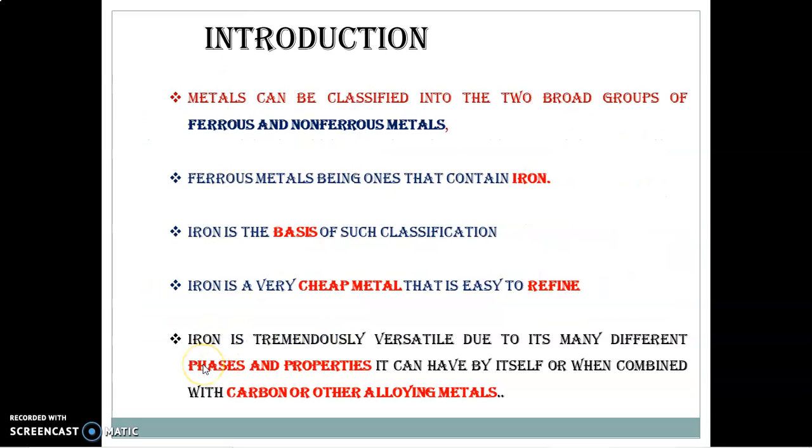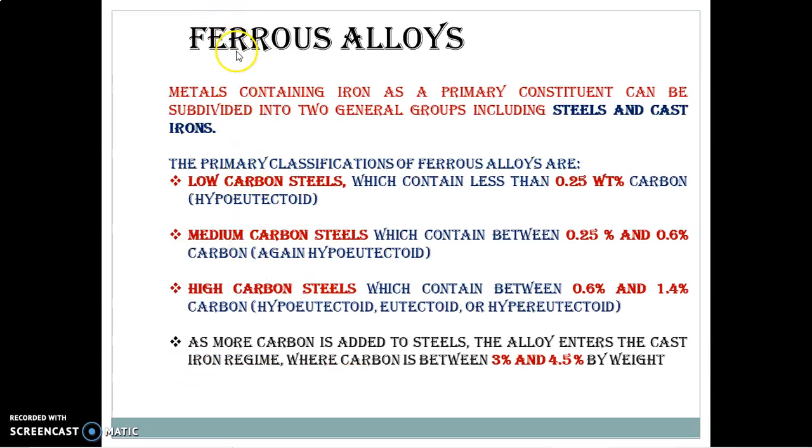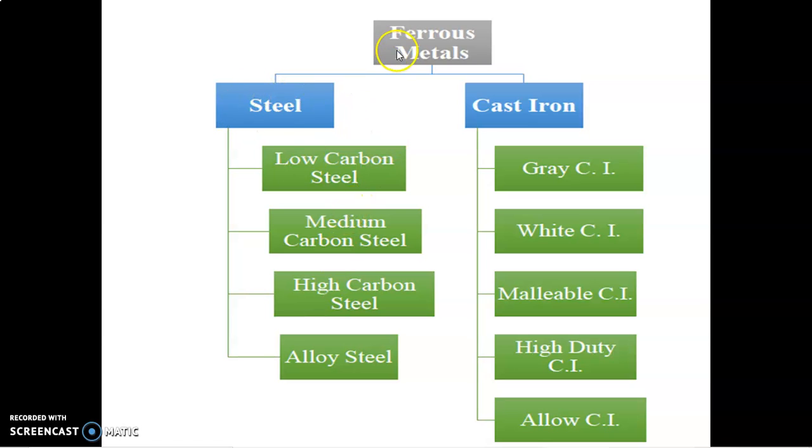So, during the last lecture, we have seen that metals are broadly classified into two groups: ferrous and non-ferrous alloys. In ferrous metals, iron is the main content, and in ferrous alloys, by considering carbon as well as alloy content, low carbon steels, medium carbon steels, and high carbon steels are the classification criteria. Then we have seen the brief classification of ferrous metals as steel and cast iron.